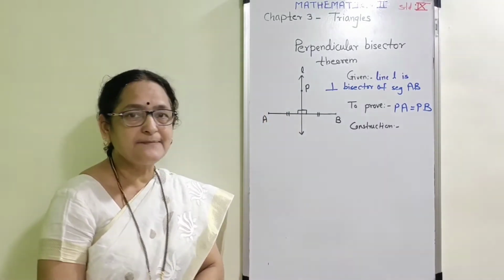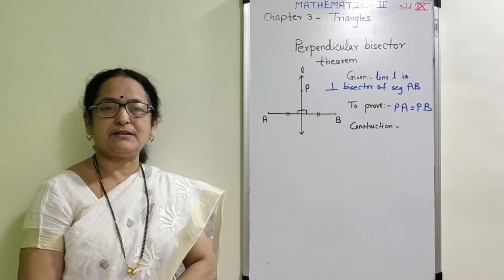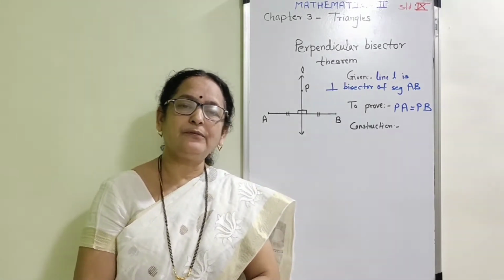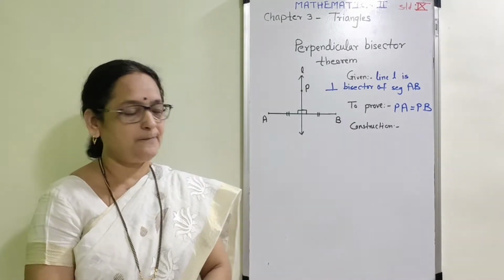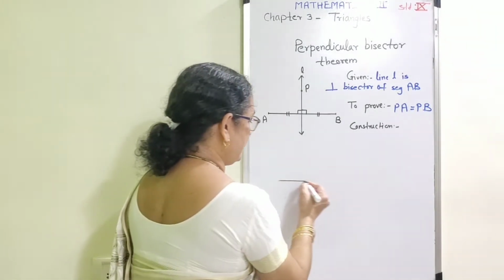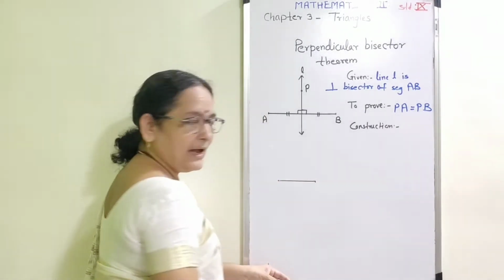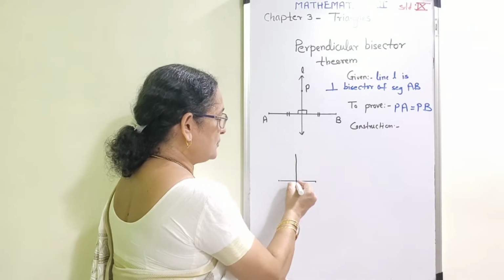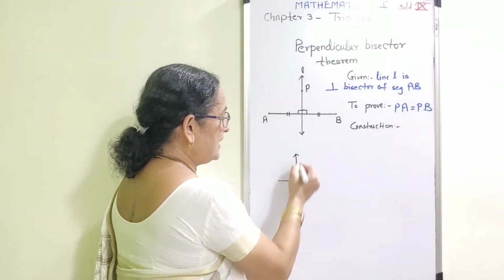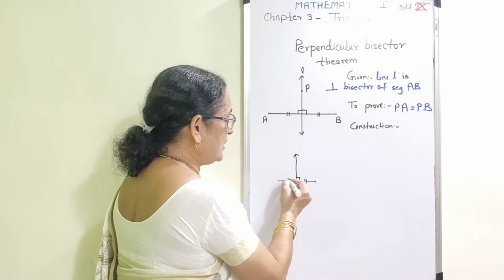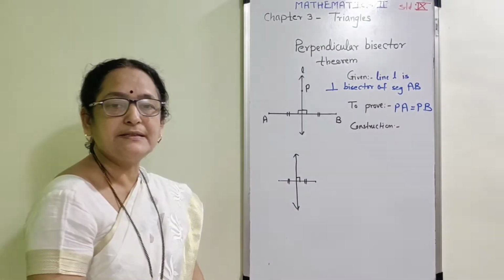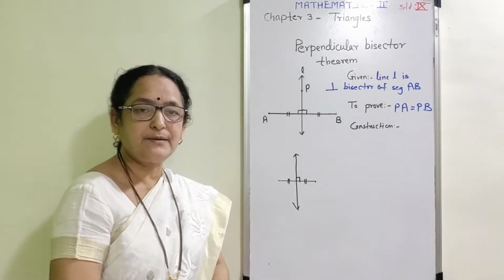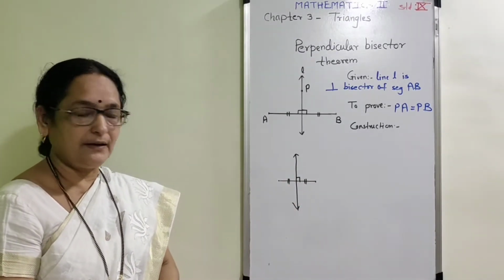The first one is the perpendicular bisector theorem. First of all, do you know the meaning of the word perpendicular bisector? When a line segment is given and a line bisects that segment, passes through the midpoint of that segment, and is also perpendicular to that segment, that line is said to be the perpendicular bisector of the given segment. I am going to explain the word again.